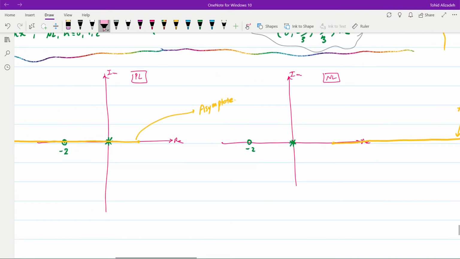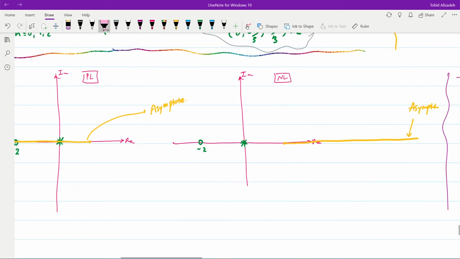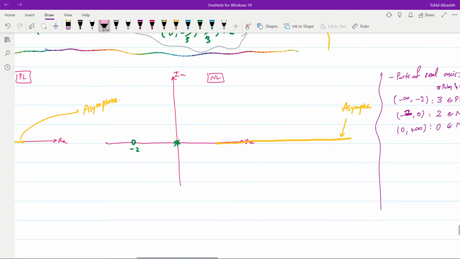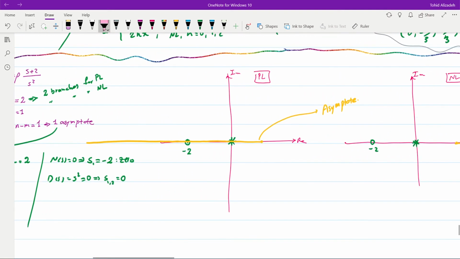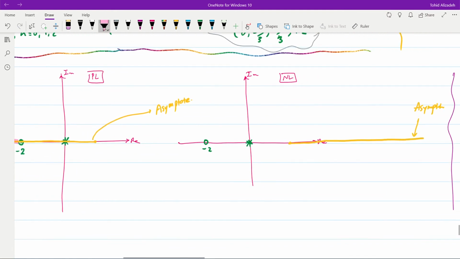Let me highlight that in our drawing. So from minus infinity till minus 2 will belong to the positive locus, and the rest will belong to the negative locus.